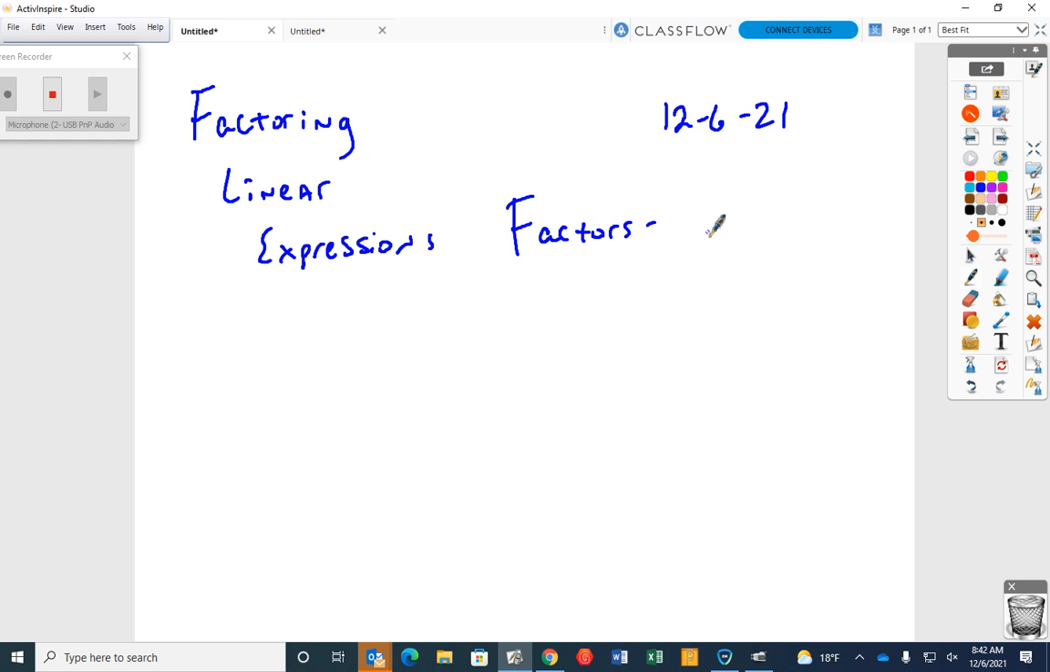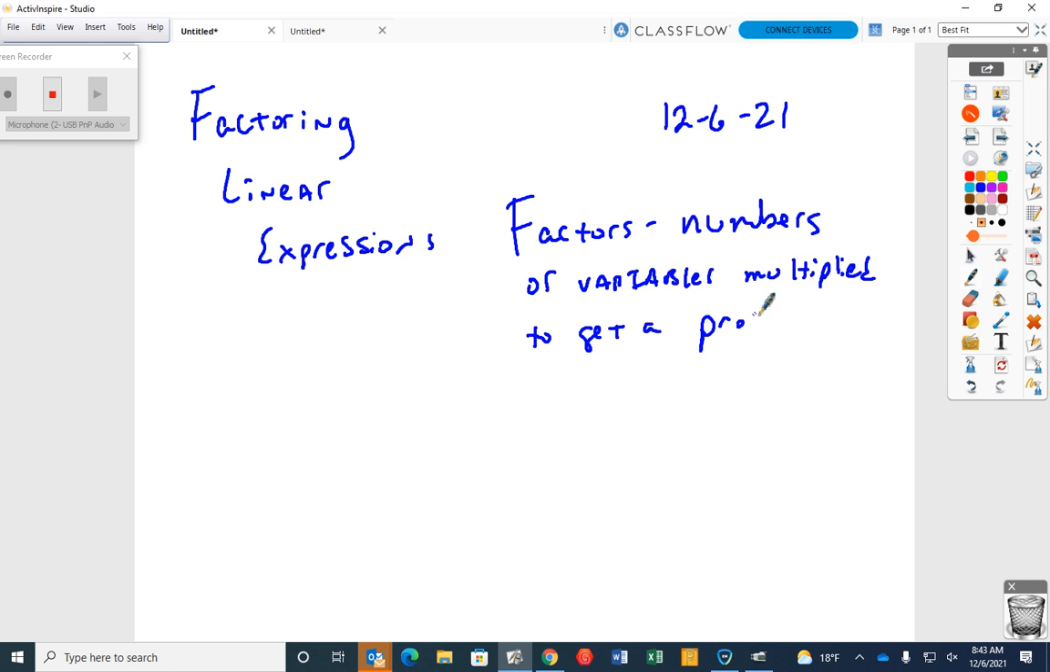They can be numbers, or why did I put number row? I don't know why I did that. Numbers or variables multiplied. What's the answer to a multiplication problem? Rhymes with product. Product. Yes, to get a product. Okay? So they are numbers that we multiply, or variables, to get a product.